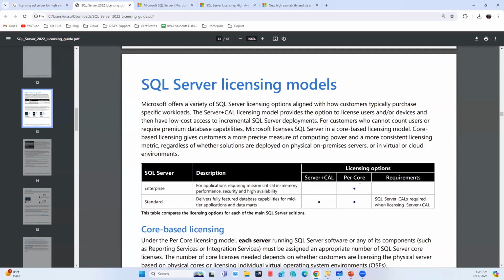One is the core-based license. One is the server plus CAL based license. Basically, two types of license are offered by Microsoft. What do you mean by core-based license, and what is server plus CAL license? We are discussing only Enterprise edition and Standard edition. We are not worrying about other editions, sir.